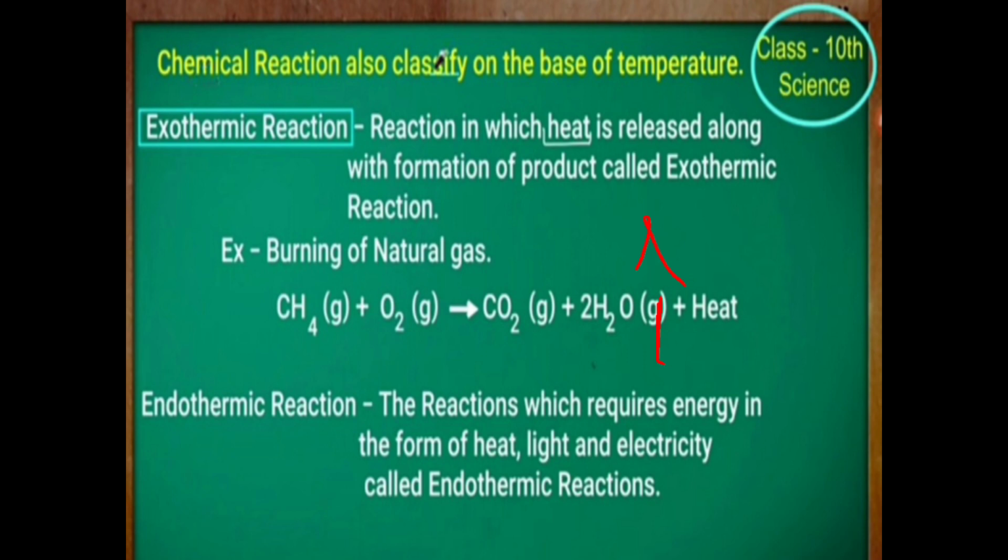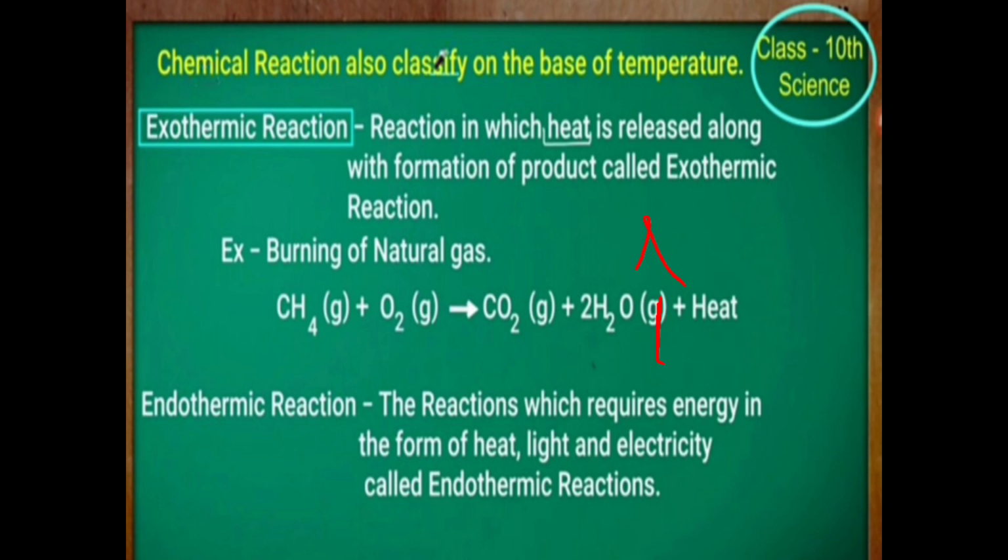Endothermic. Endo means coming inside. The reactions which require energy in the form of heat, light and electricity are called endothermic reactions. Exo means to move out. Endo means coming inside, to take in. So here heat is required, so heat is taken in. Either it can be in the form of pure heat or in the form of light or electricity. You can also remember it this way: exo means outside, that is heat goes out, and endo means inside, heat comes in.